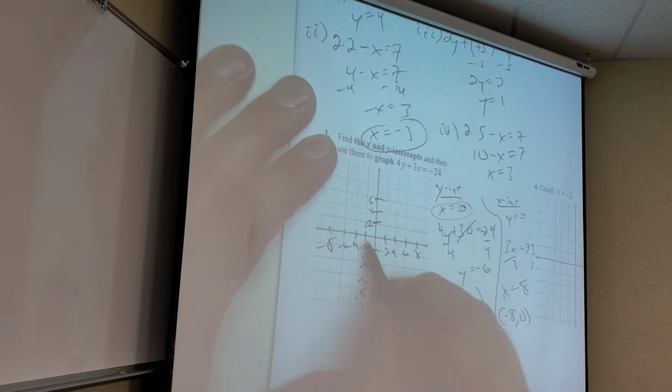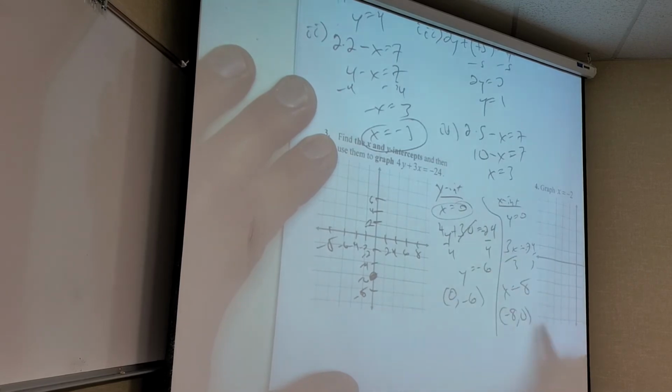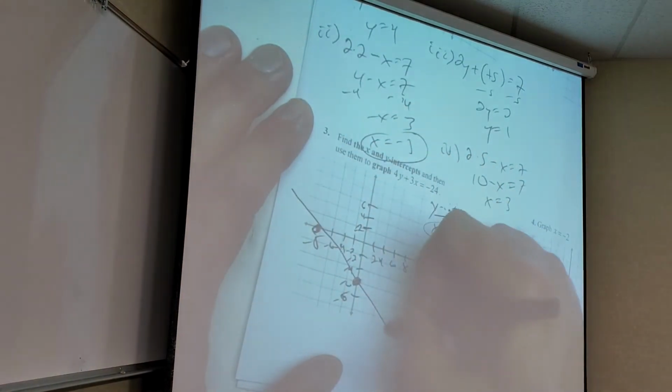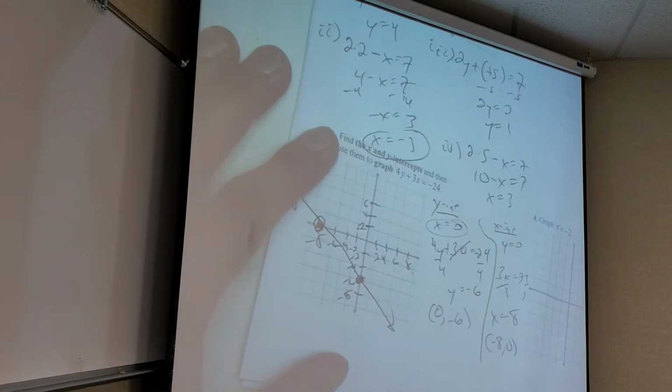So then it'd be 0, negative 6. You could do it, Jeff. There it is, buddy. And then negative 8, 0. So then my graph goes, holy crap. Something like that. Make that big.